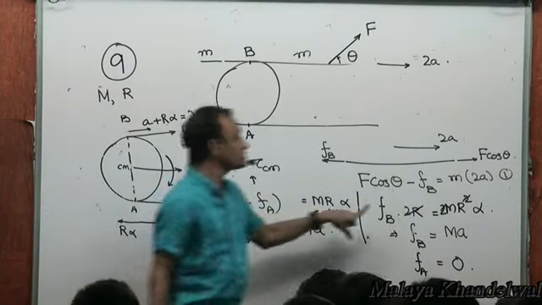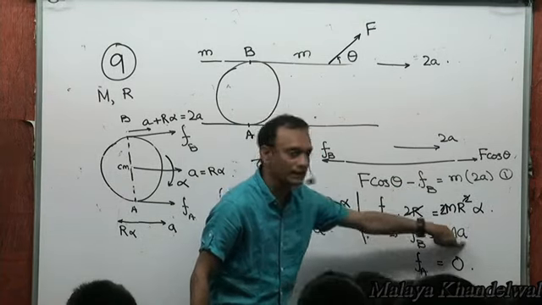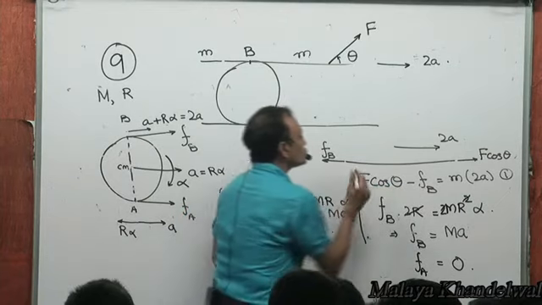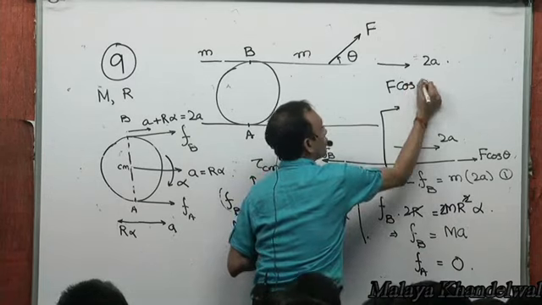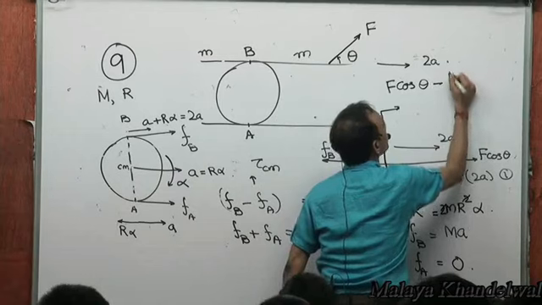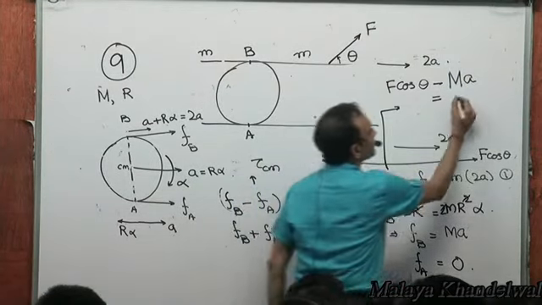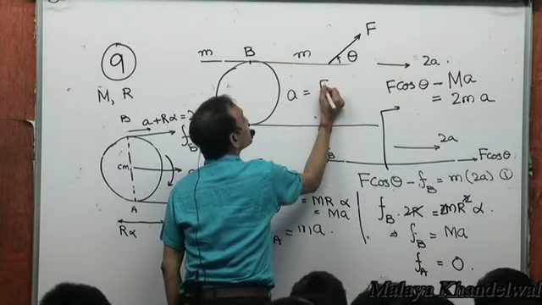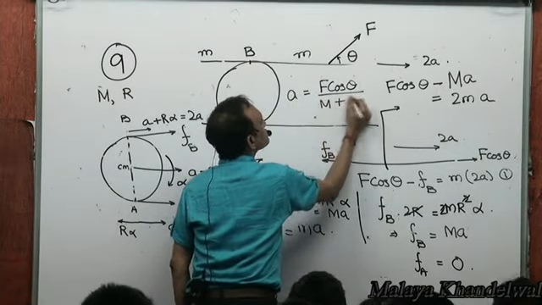Now all that you need to do is, in this FB you can plug in capital M into A. This FB can be written as capital M into A in the equation for the Planck, and then A is readily obtained. So take recourse to this. You have F cos theta minus FB, FB is capital M into A, equals 2m into A, giving us the acceleration of the center of mass of the cylinder as F cos theta by capital M plus 2m.